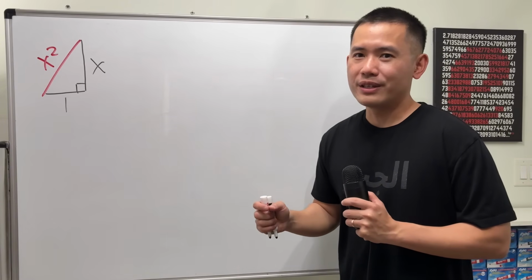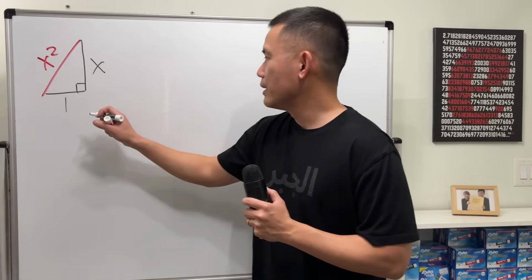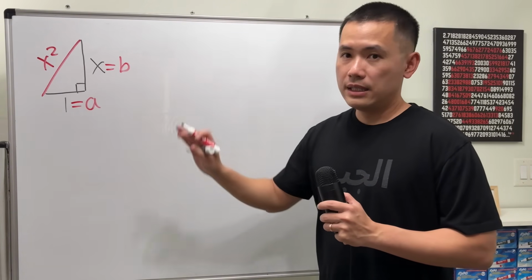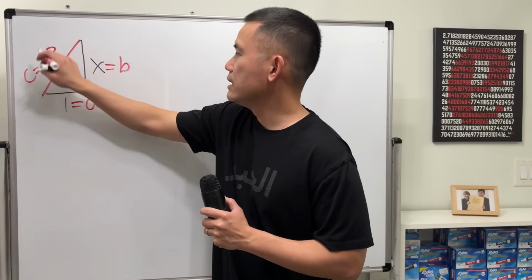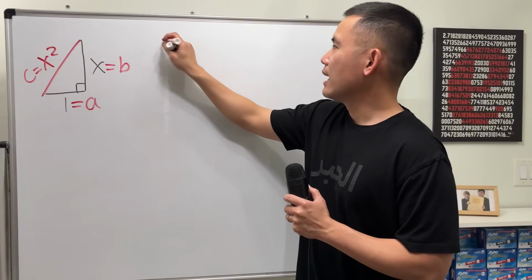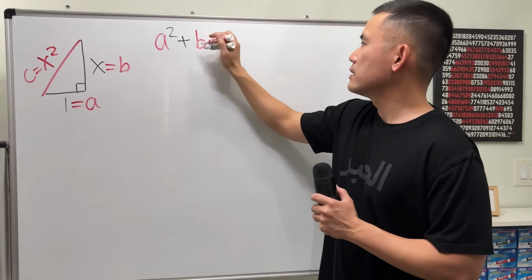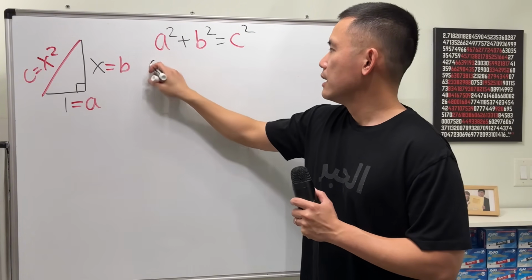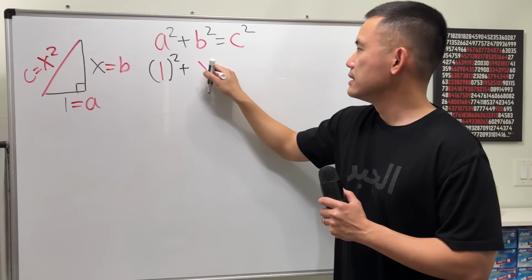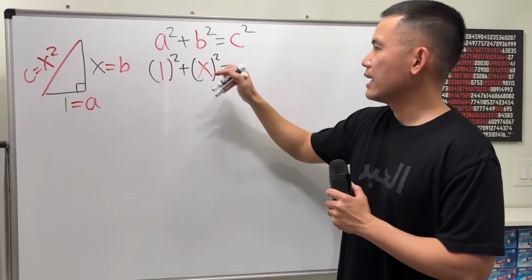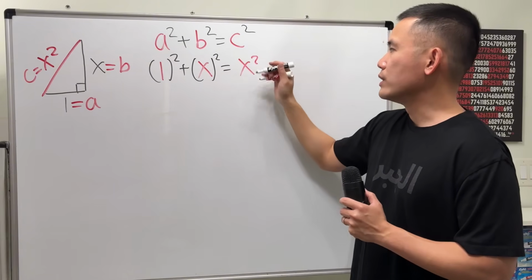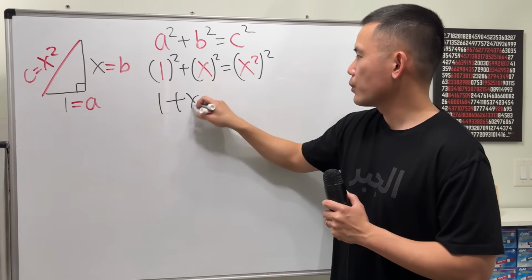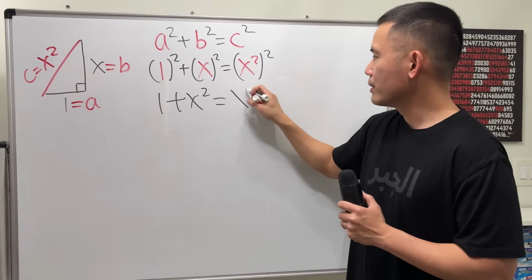Since this is just a right triangle, we can use the Pythagorean theorem. a squared plus b squared equals c squared. a and b are the sides or the legs, and c is the hypotenuse. So based on a squared plus b squared equals c squared, we get 1 squared plus x squared, and make c be x squared, and then we square that again. Okay, and then solve it. This is 1 plus x squared equals x to the 4th power.